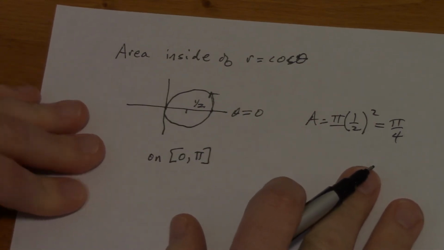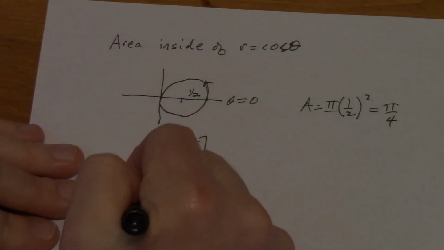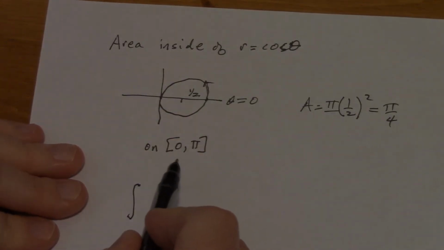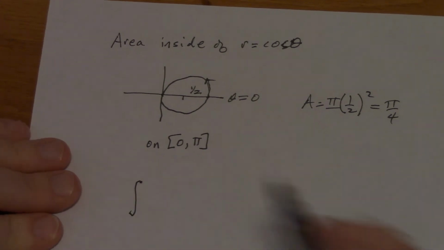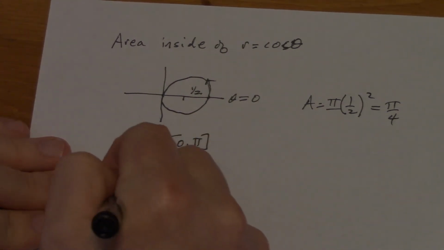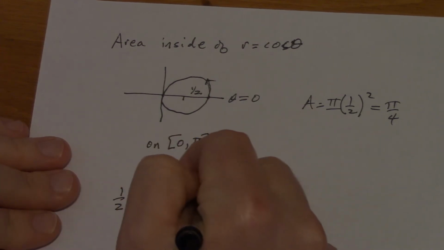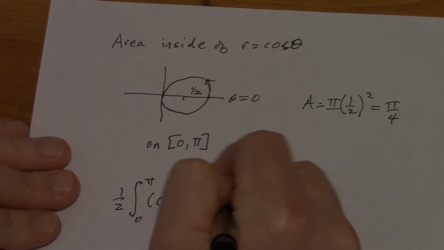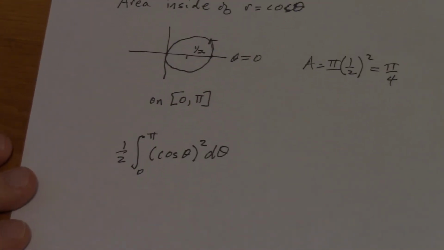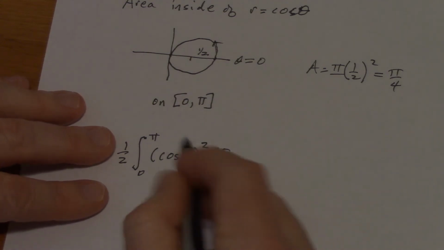Okay, let's just make the calculus work for us. We're integrating. We've figured out the angles are 0 and pi. So we're integrating from 0 to pi, and we have a 1/2 on the outside, and it's cosine theta squared d theta. This is where the fun stuff happens. So what we need here is a trig identity.